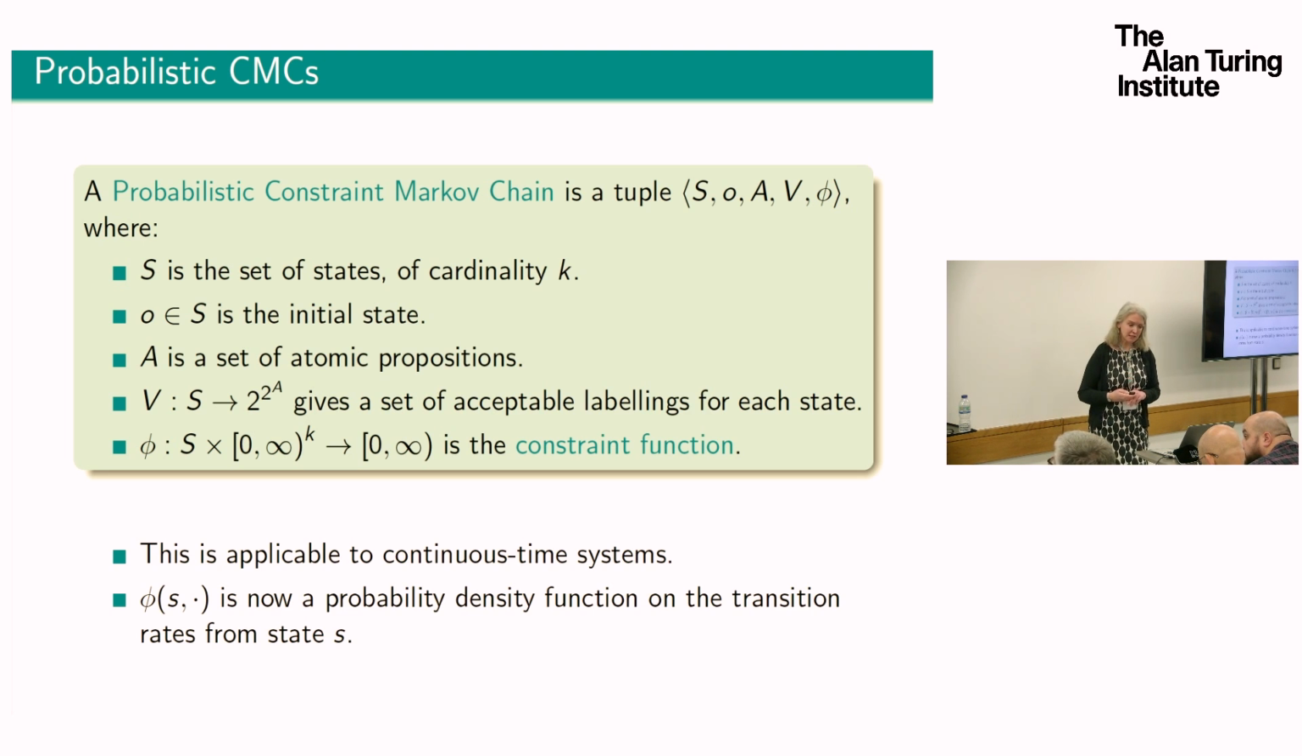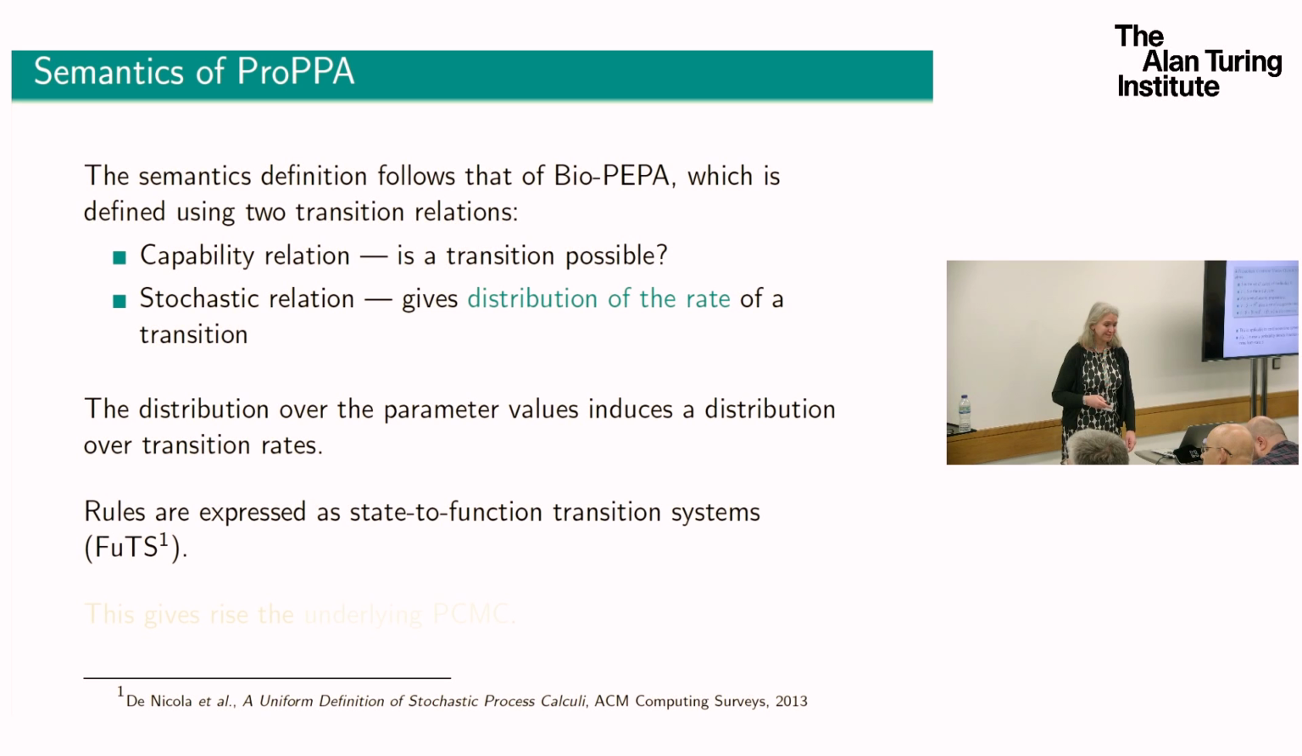So it's simple to extend it. We call it a probabilistic constraint Markov chain. So the states, initial state and atomic propositions and acceptable labelings are all the same, and the difference is only in our constraint function, which now, instead of being 0, 1, of just being a Boolean condition, is this a transition you can make or not, we now have arbitrary rates, and the actual value of the transition from a particular state is a probability density function governed by the distribution that you have.